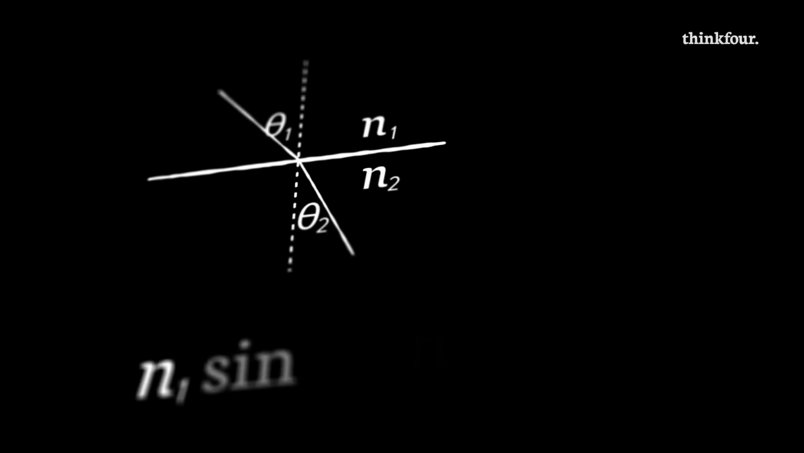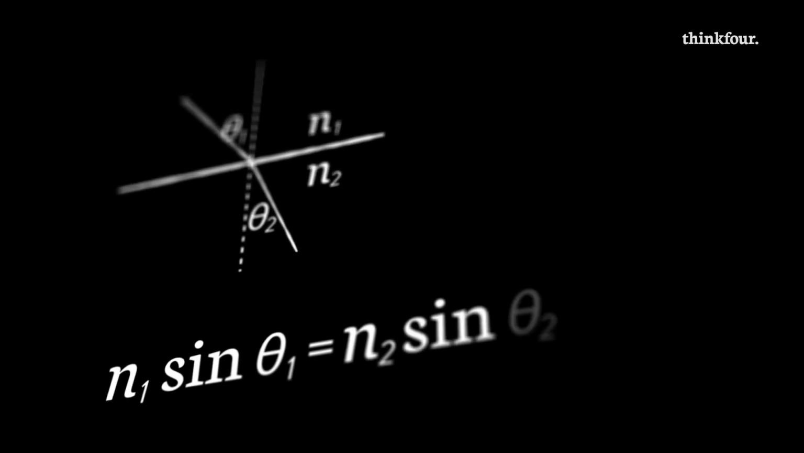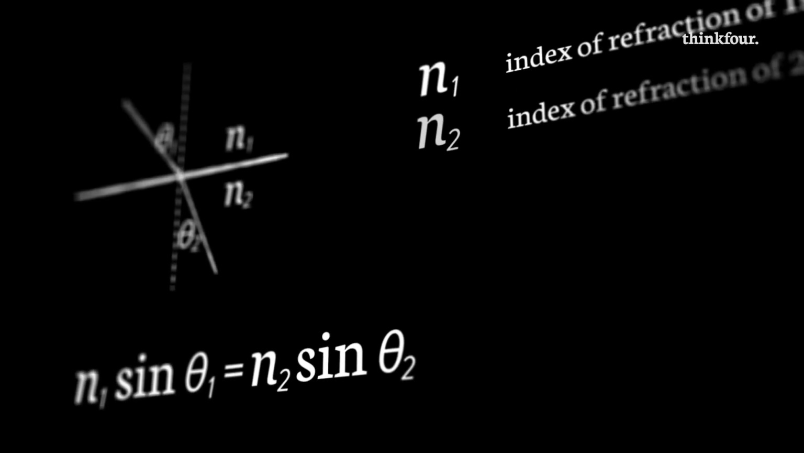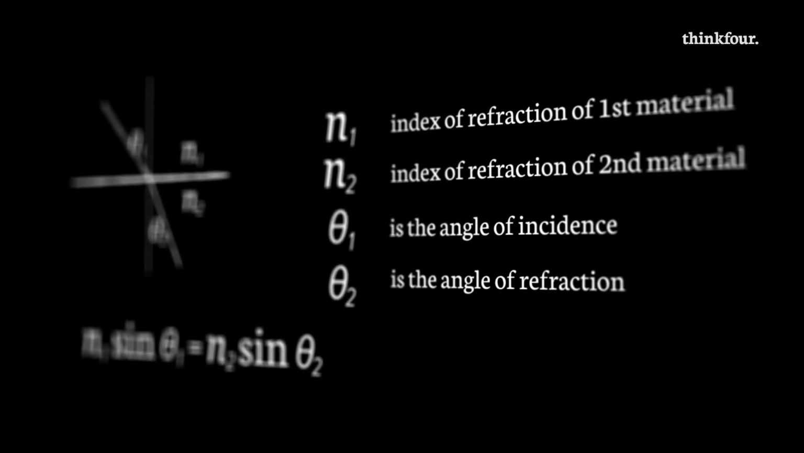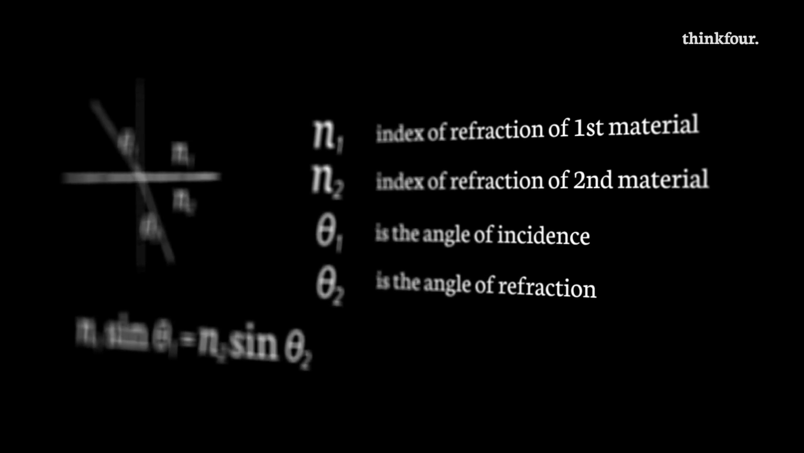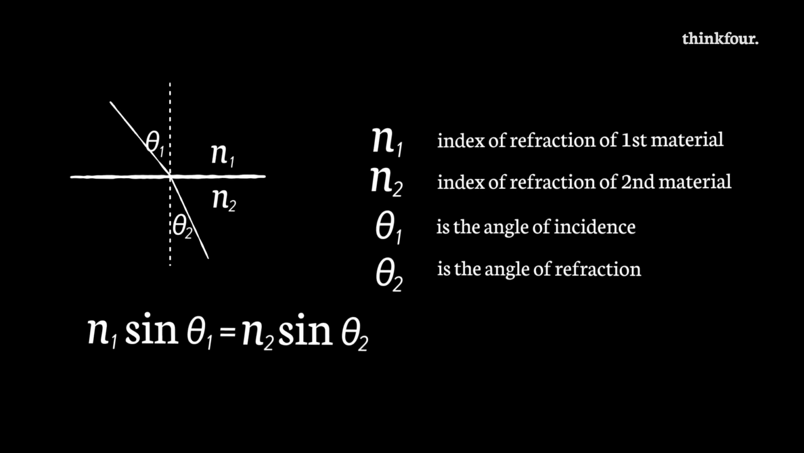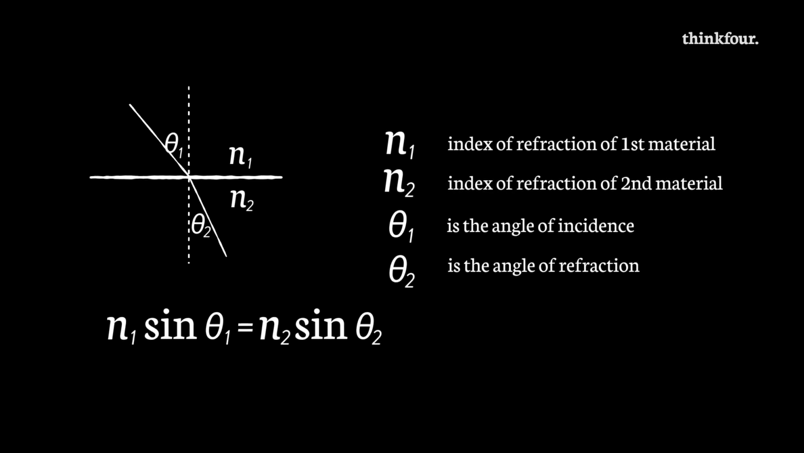n1 sin θ1 = n2 sin θ2, where n1 is the refractive index of the initial material and θ1 is the angle of incidence. n2 is the refractive index of the second material, and θ2 is the angle of refraction.